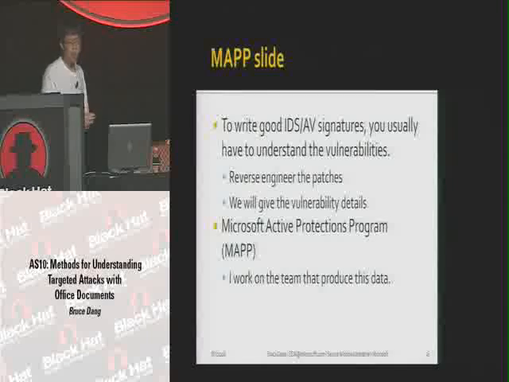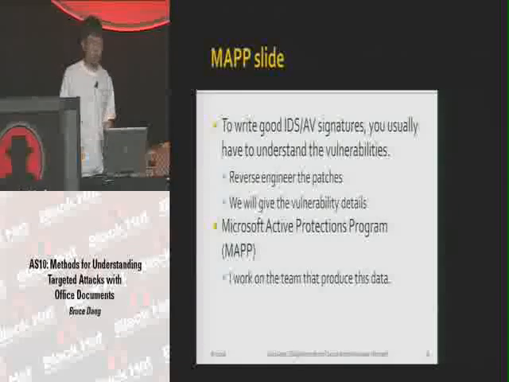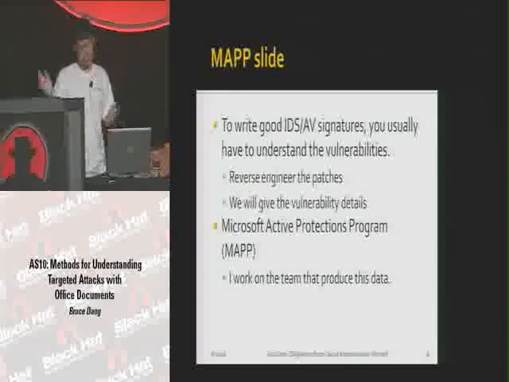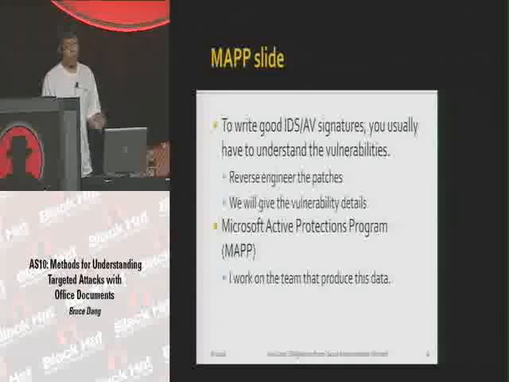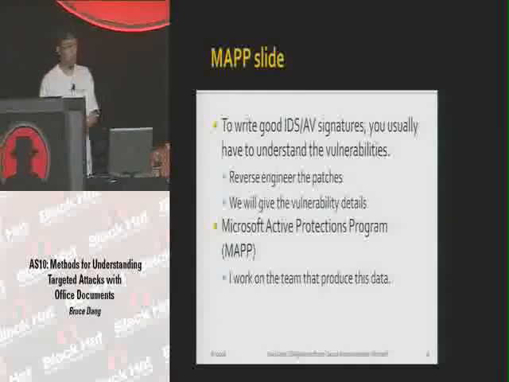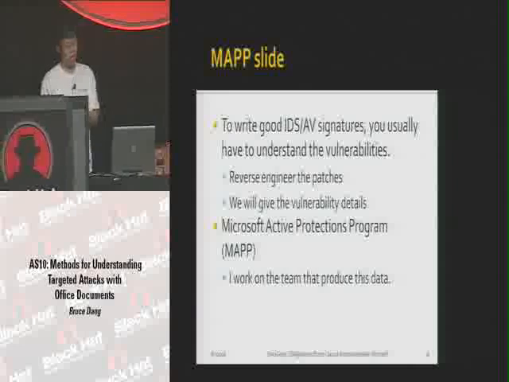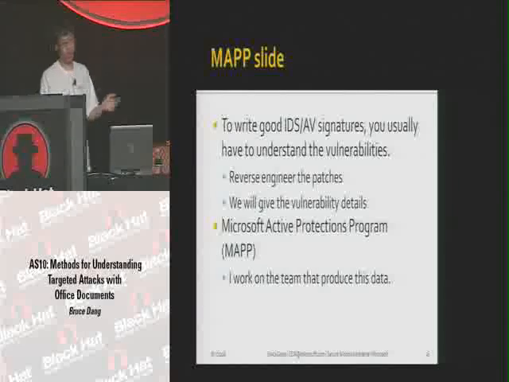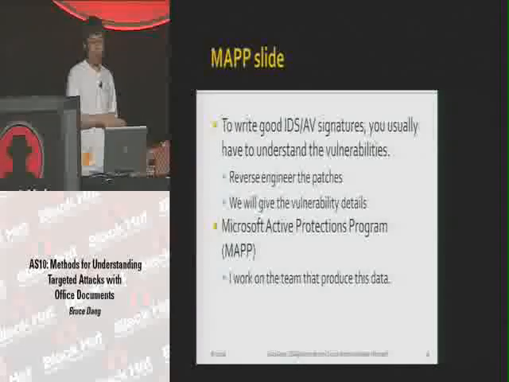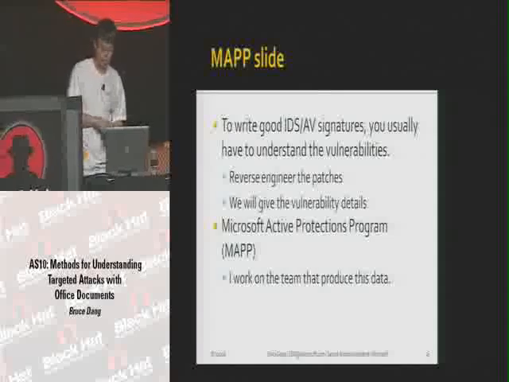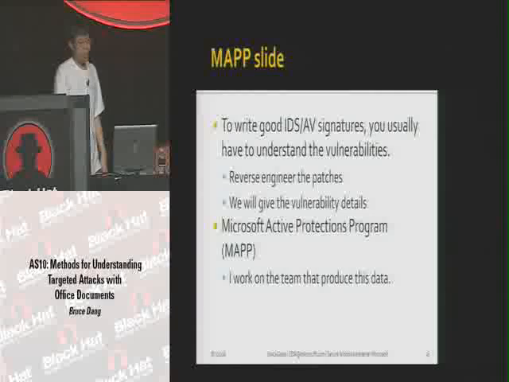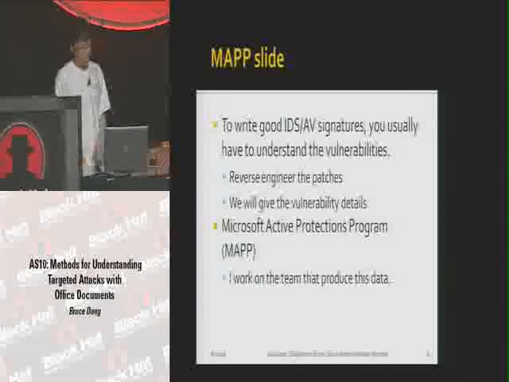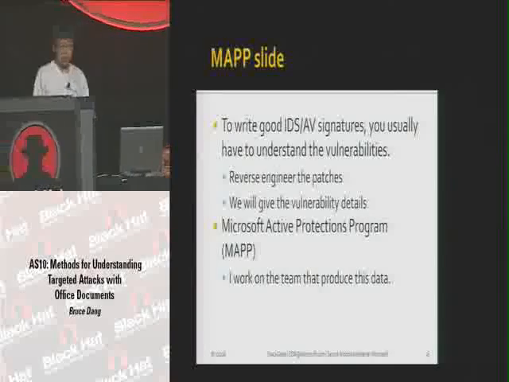For Office, it's just a little bit different. You can bin diff the patch, obviously, just like any other patch, and you can say, okay, what is the stack overflow here? But then it's very difficult to figure out what record values can cause this vulnerability, what triggers it, and how to get there. It's a little bit more difficult, and it's not as obvious. The other option is that we'll just give you the vulnerability details. And this is what the MAPP program is.